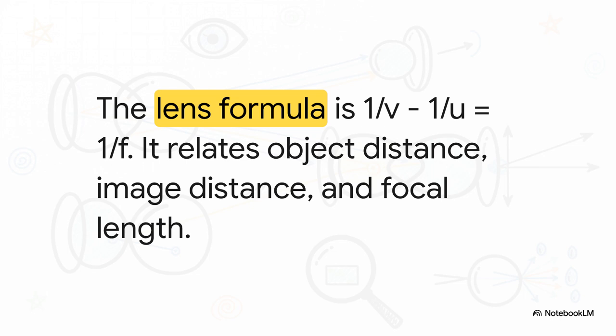This formula beautifully shows the mathematical relationship between the distance of the object from the lens, which we denote with a small u, the distance of the image, denoted by a small v, and the focal length of the lens, denoted by a small f. The formula is simple. 1/v minus 1/u equals 1/f.